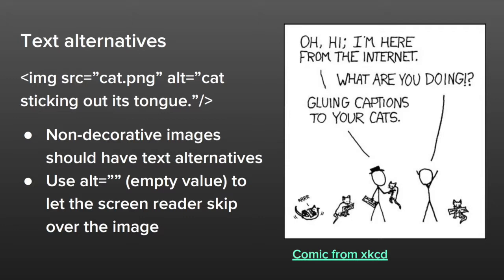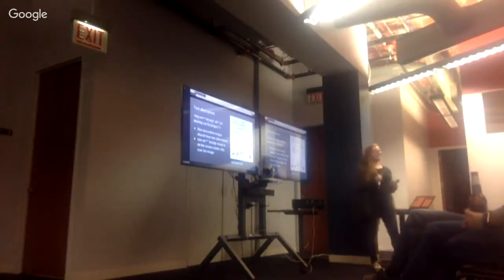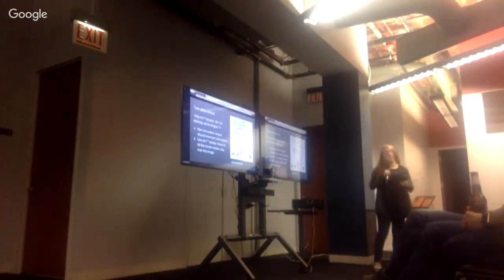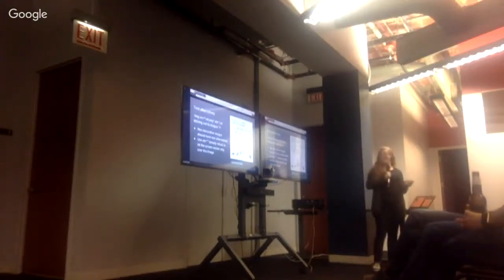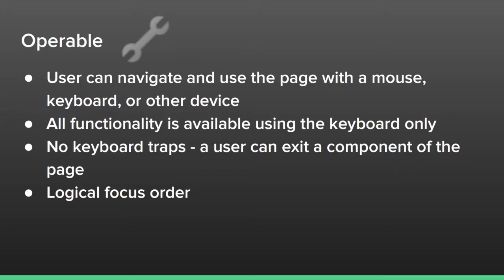So this is probably what a few of us in here want to do. We see images without alt text, and we're like, can't we just glue captions onto here? It would not be that hard. So this is from XKCD. Funny comics. So the next one, we have operable.